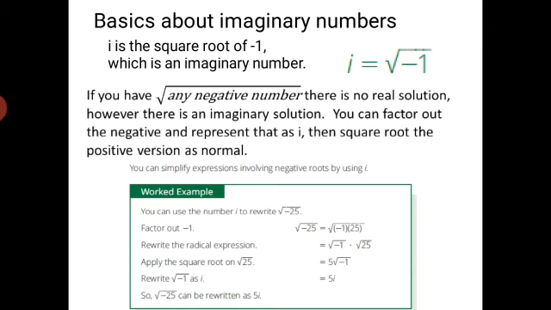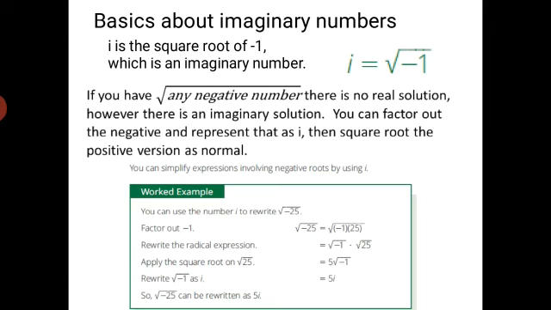They are right. The solution doesn't exist in the type of numbers that the syllabus prescribes, which is the real numbers. However, there is an imaginary solution. So it is not that it is impossible. There's a solution, but the solution is not a real number. It is an imaginary number. You can factor out the negative and represent that as i. Then square root the positive version as normal.